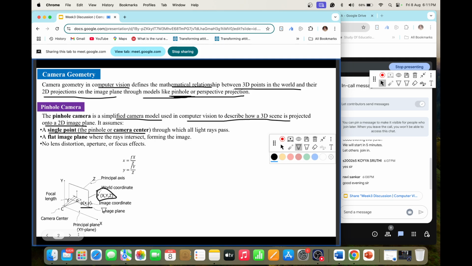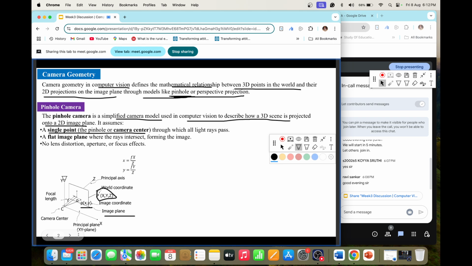Now there are planes. One is where the image will form. That plane is known as the image plane. That means where the small p (x, y) will be, that will be on the image plane. So this rectangle you are seeing is the image plane. And this is the real coordinate in the 3D real space.